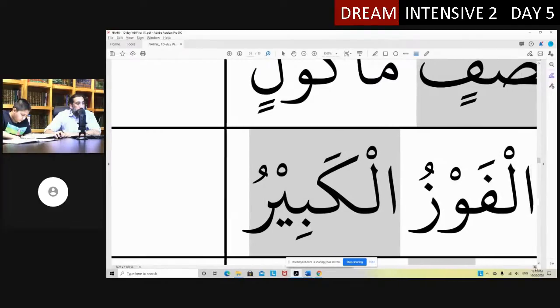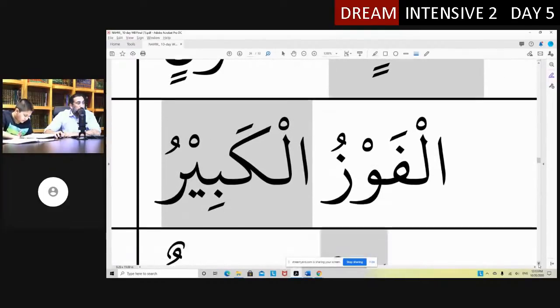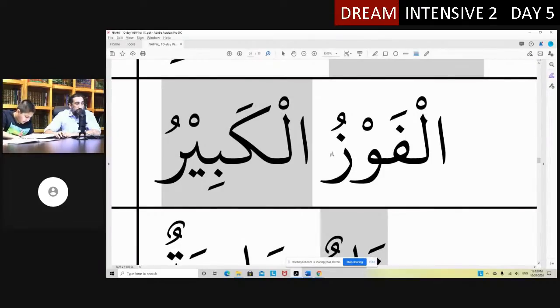الفوز الكبير. Let's see if you can find the four properties matching. Let's go status, number, gender, type. Status of this is rafa. Good. That's a match. Singular, singular. That's a match. Masculine and masculine, proper and proper. Al-Fawz is success, Kabir is great. Notice the translation says what? Great attainment. The great attainment. Great success is probably better.